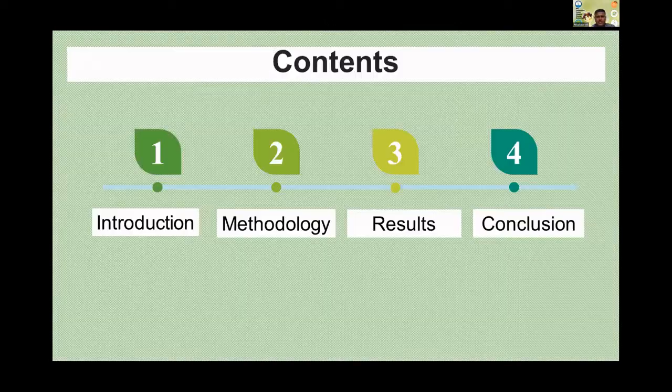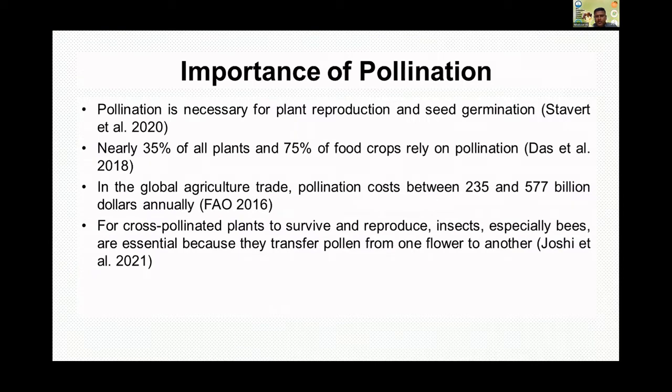First, the importance of pollination. As you all know, pollination is a very important ecosystem service, contributing to nearly 75% of food crops that depend on it, and 35% of global food volume is also entirely dependent on pollination. Pollination contributes almost $235 to $577 billion to the world economy, and for the survival and reproduction of cross-pollinated plants, insects, especially bees, are very important.